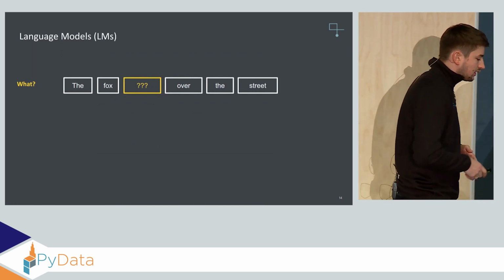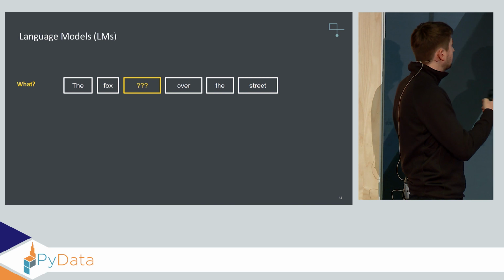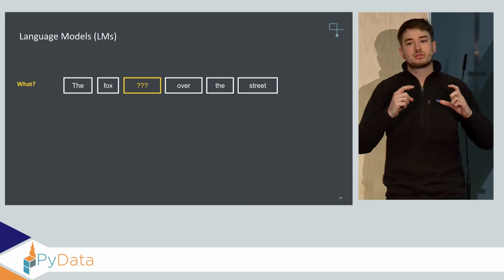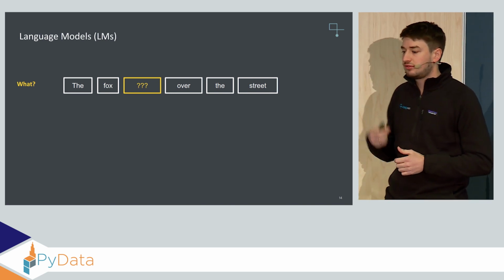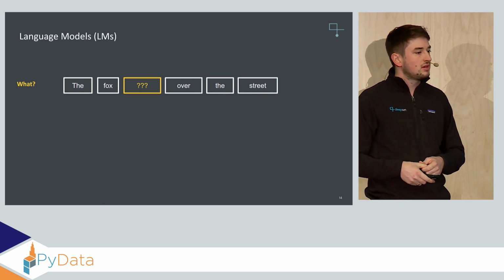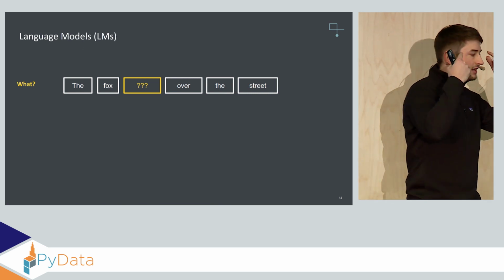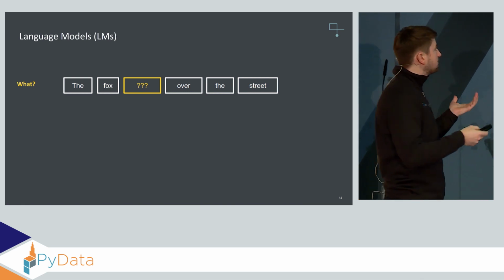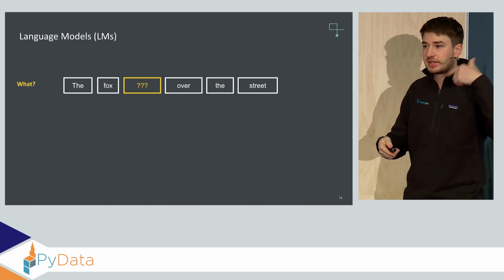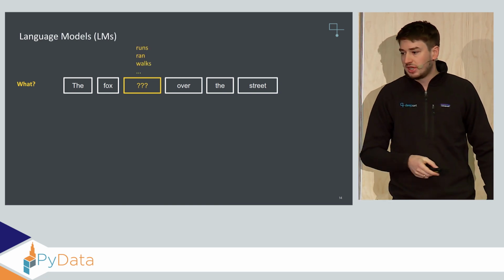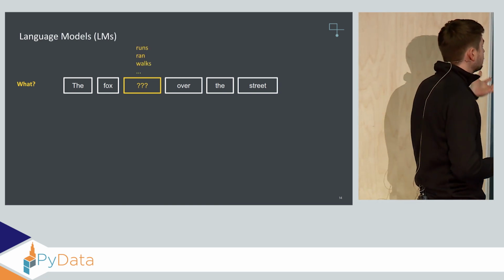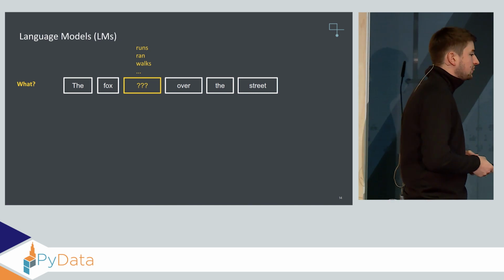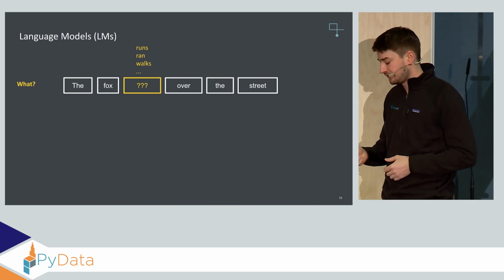The idea of language models is pretty straightforward. You have a sentence and you mask out a certain word. And if you read this sentence now as a human, you already think automatically, what is the word missing here in the middle? The fox over the street. And you already come up with ideas about this. And it might be the fox runs over the street, walks over the street, jumps, whatsoever.